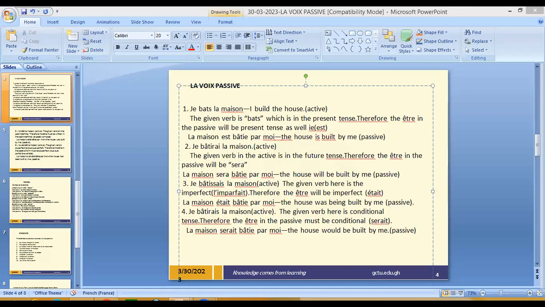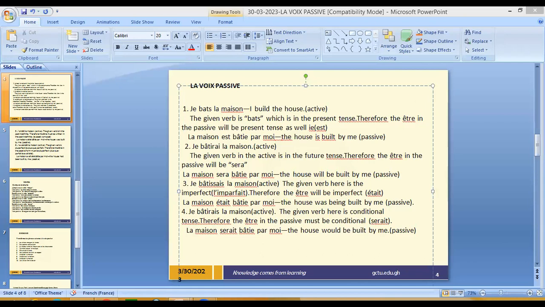Et maintenant, le verbe écouter. Elle écoute la musique. She's listening to music. La musique est écoutée. On fait la liaison ici. Je crois que c'est la liaison obligatoire. Ce sera la liaison obligatoire.